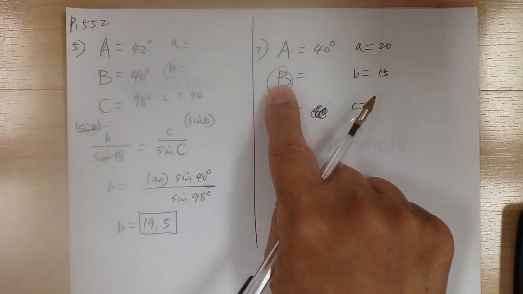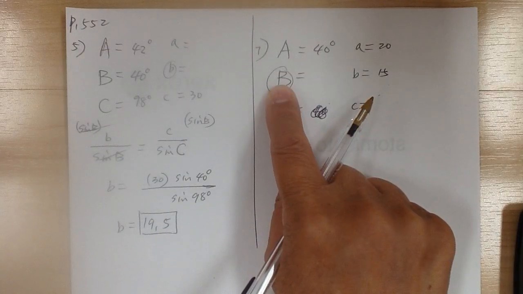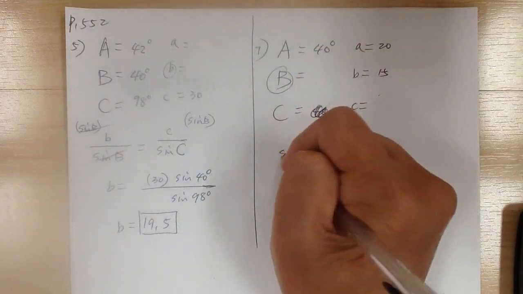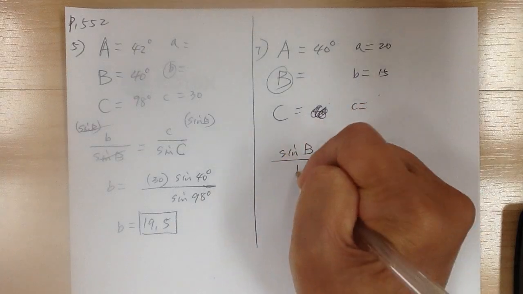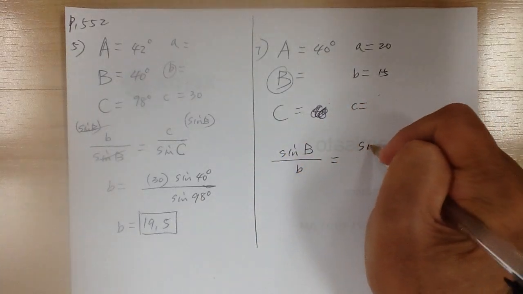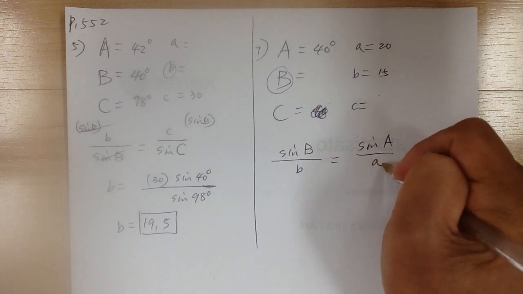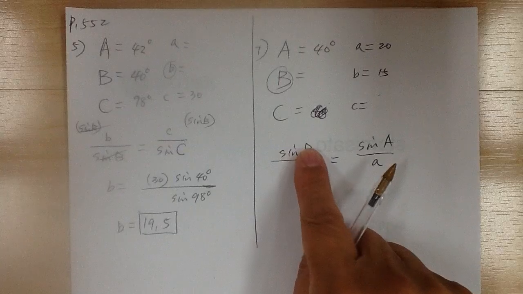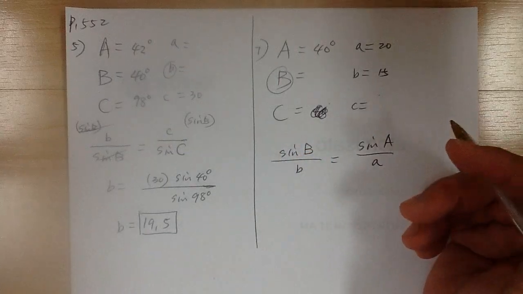Okay, so again, looking for B, so you have to use the B version, right? Whatever you're looking for, you write it first. So it's going to be sine B over B equal to sine A over A, right? Notice whatever you're looking for, you write it first. That way, the equation is easier to solve.